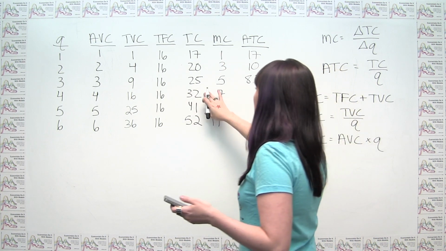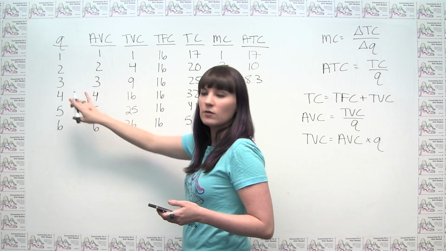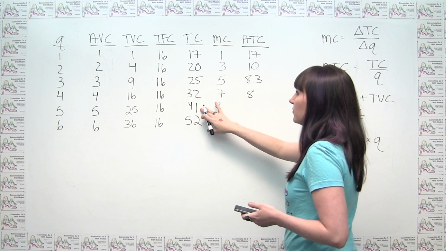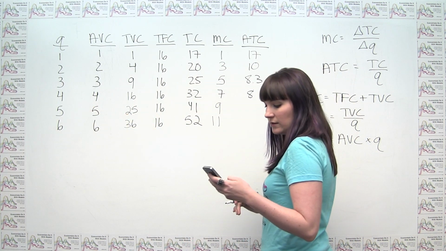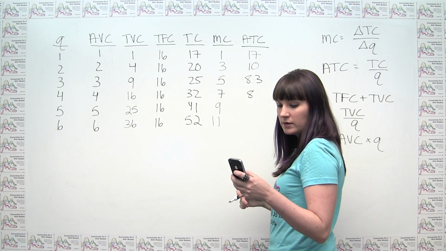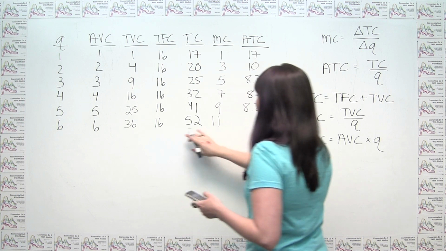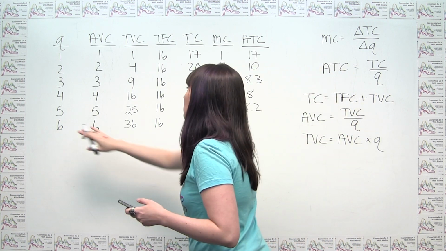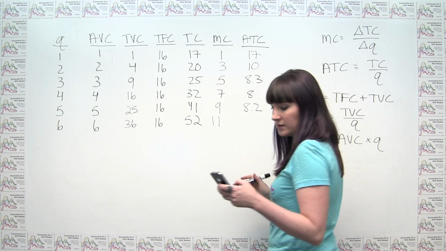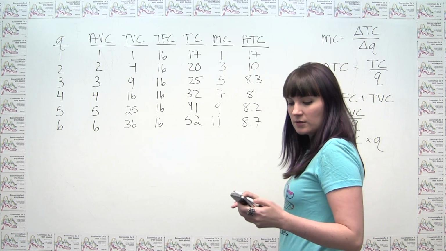Then we have a total cost of 32 divided by a quantity of 4. That's just going to be 8. Then here we have a total cost of 41 divided by a quantity of 5. Again, that's going to be a little bit more than 8, and 41 divided by 5 gives us 8.2. And then we have a total cost of 52 divided by a quantity of 6, which gives us about 8.7. So we get average total cost that looks something like this.